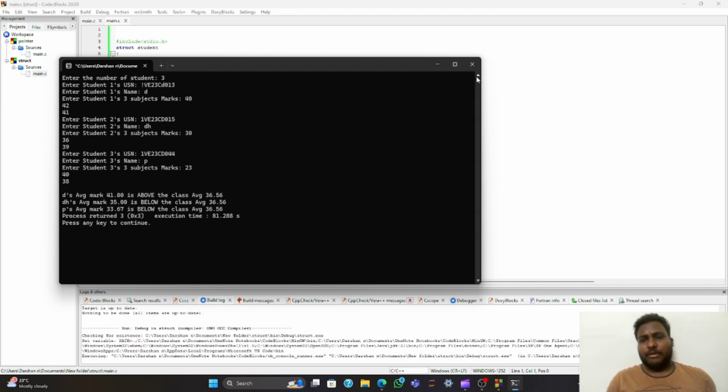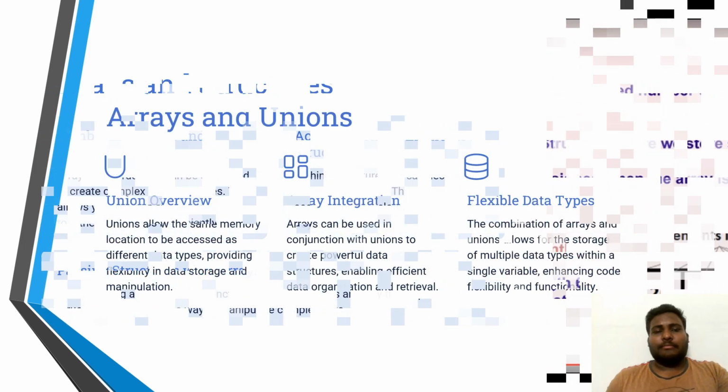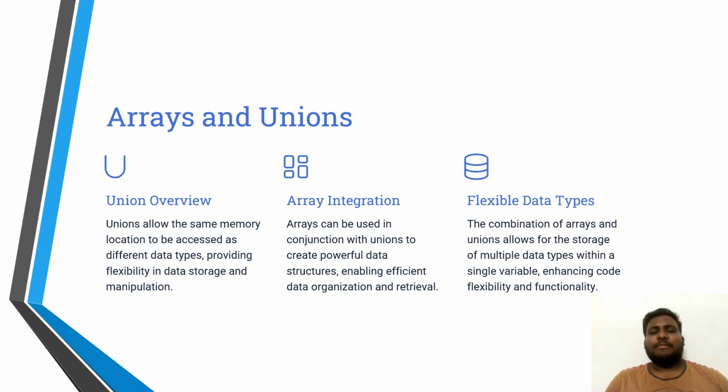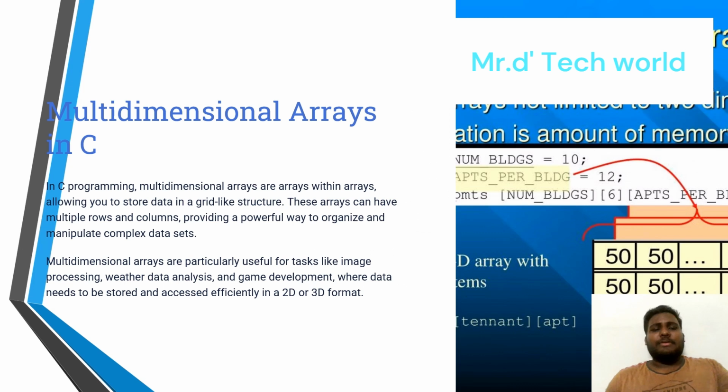Let's go for array and union. Union is similar to structures, but there is a syntax difference: structure uses the keyword struct, whereas union uses the keyword union, and at the end both use a semicolon. Structures may also use a structure variable, whereas the union uses the variable name u.